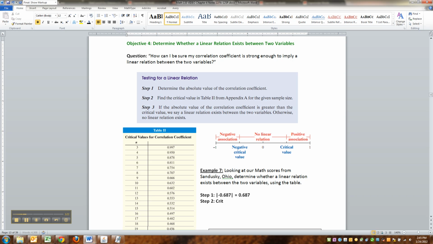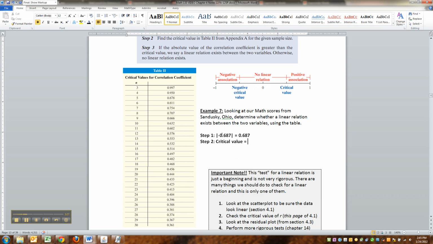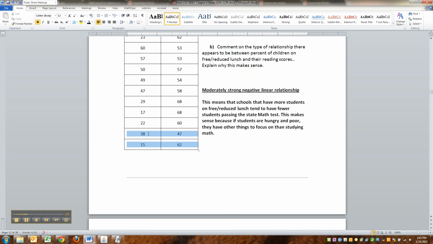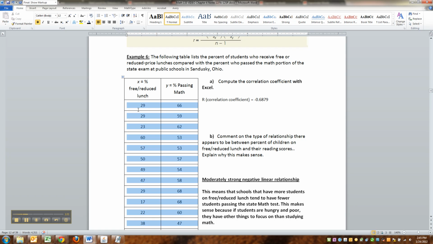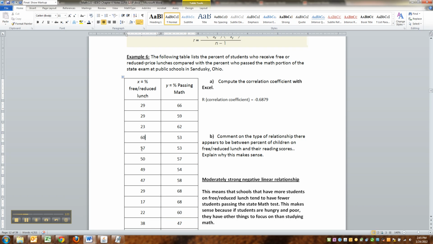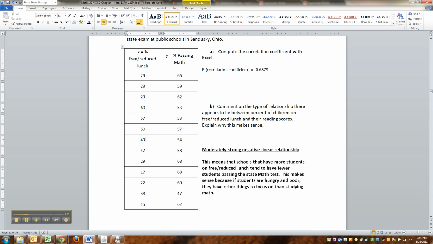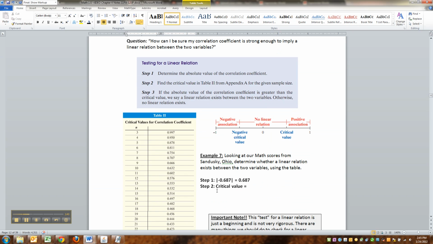The critical value is equal to, now our n was how big? 1, 2, 3, 4, 5, 6, 7, 8, 9, 10, 11, 12, 13. Okay, so there were 13 schools. So n was equal to 13. So the critical value is equal to 0.553. It's right here, right in the center.